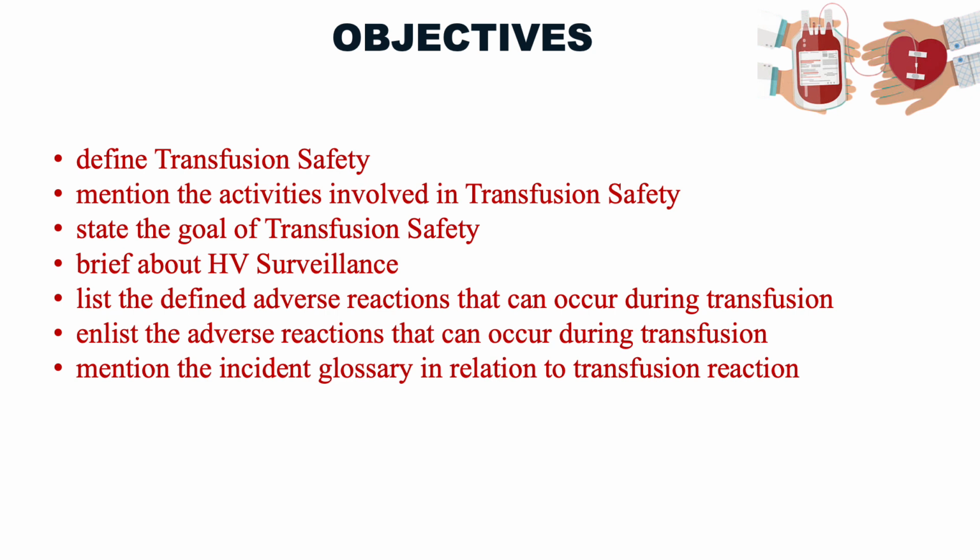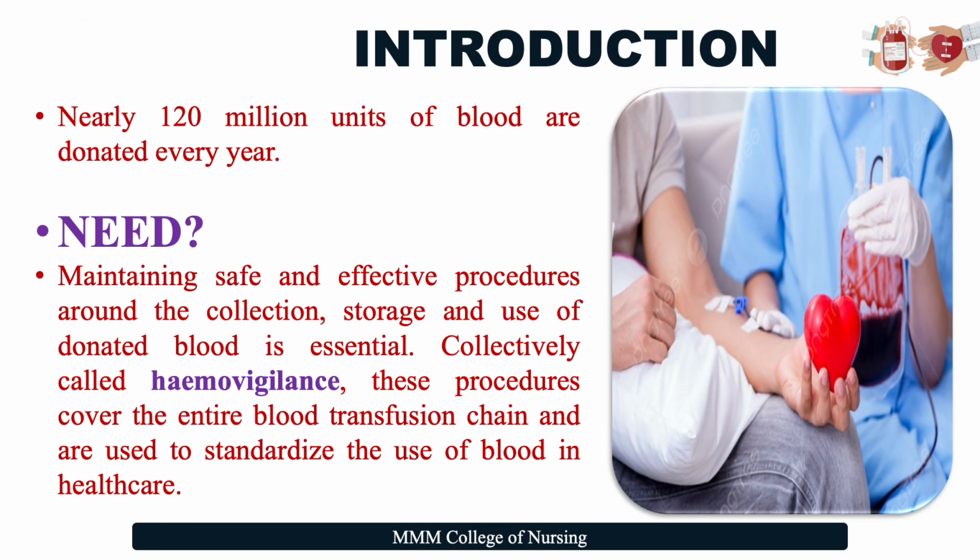The following are the objectives that we'll be addressing in this video. Nearly 120 million units of blood are donated every year. Hence, we see that there is a massive need to maintain safe and effective procedures around the collection, storage, and use of donated blood. Collectively, this is called hemovigilance. These procedures cover the entire blood transfusion chain and are used to standardize the use of blood in healthcare.